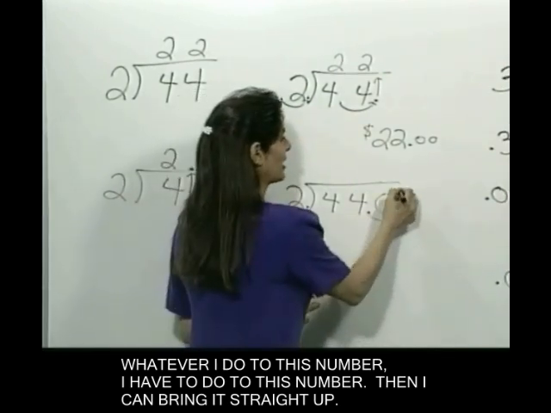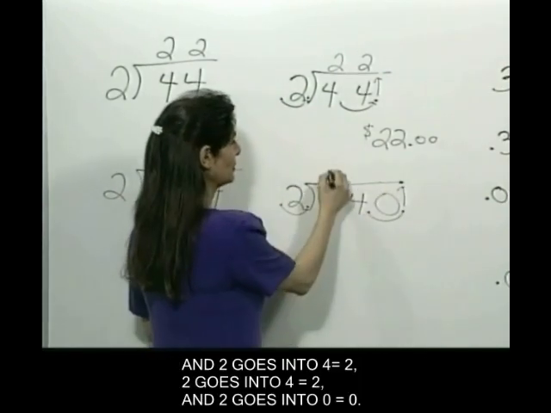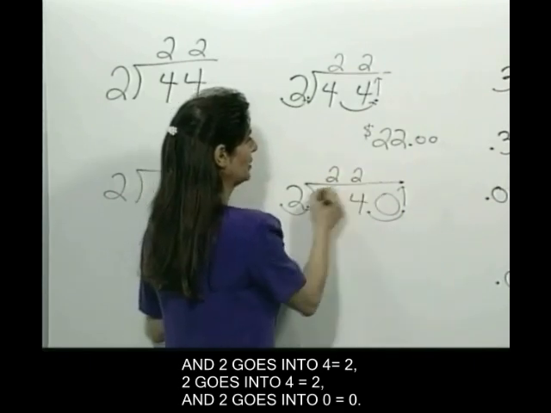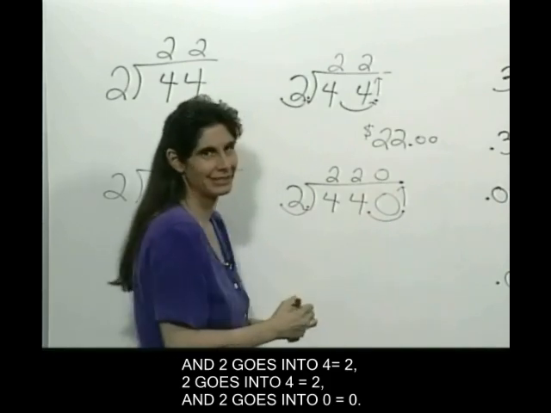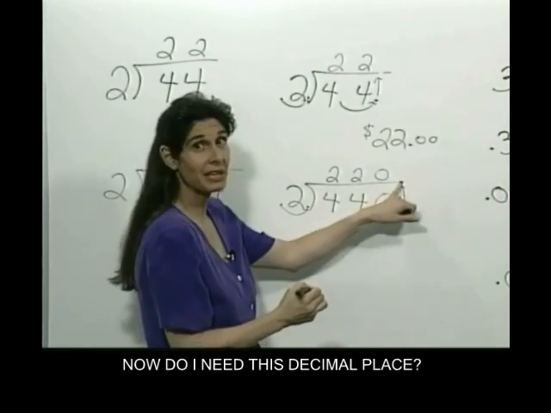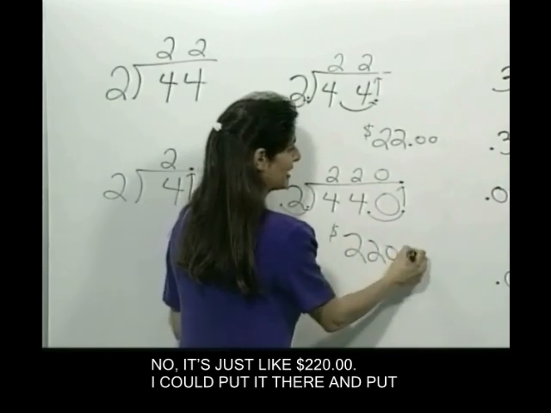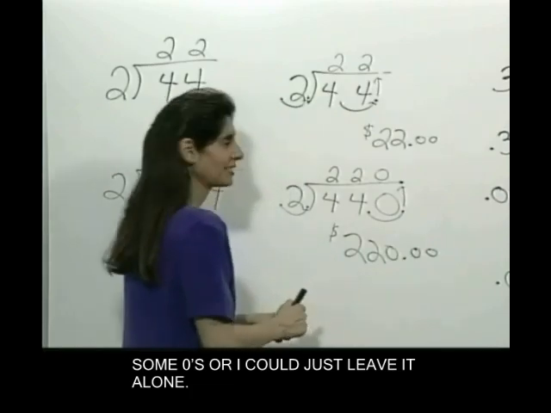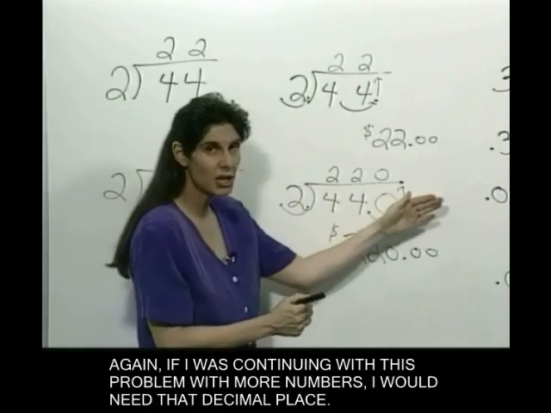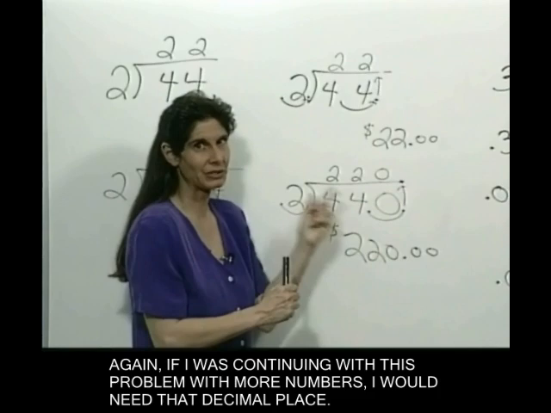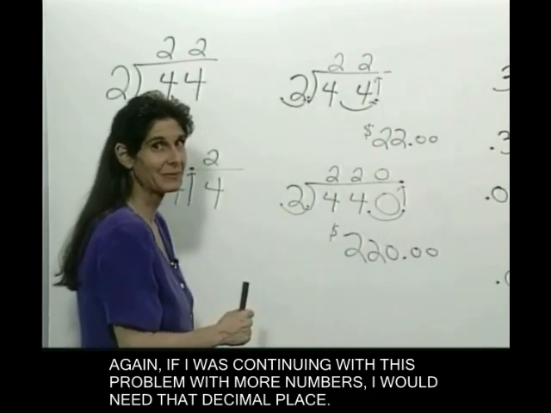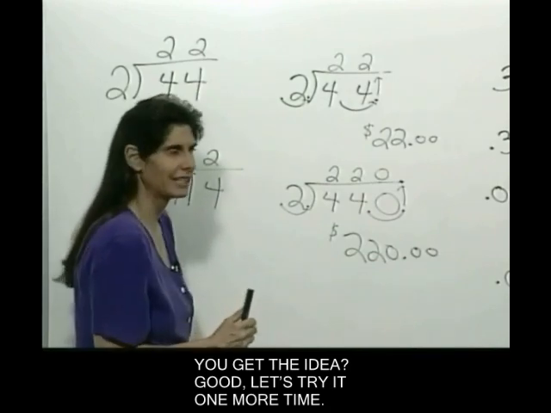And then I can bring it straight up. And 2 goes into 4, 2. 2 goes into 4, 2. And 2 goes into 0, 0. Now, do I need this decimal place? No, it's just like $220. I could put it there and put some zeros, or I could just leave it alone. Again, if I was continuing with this problem with more numbers, I would need that decimal place. You get the idea? Good. Let's try it one more time.